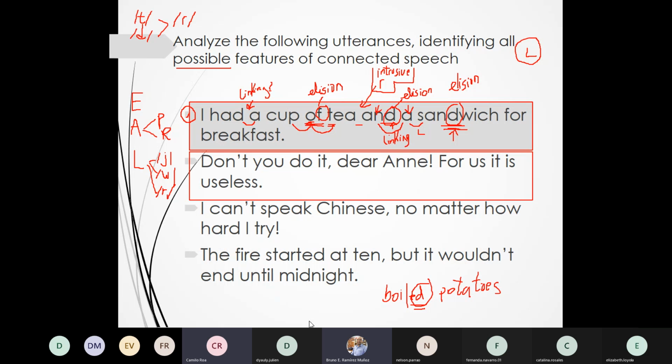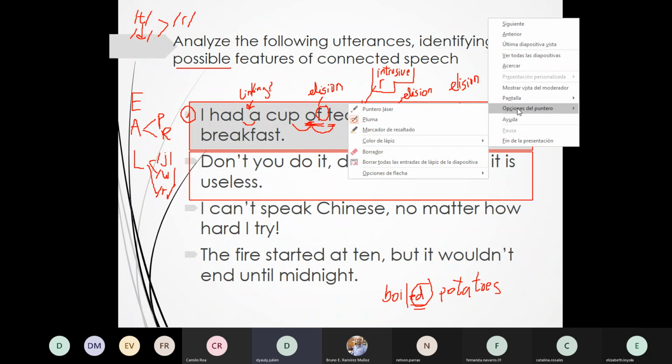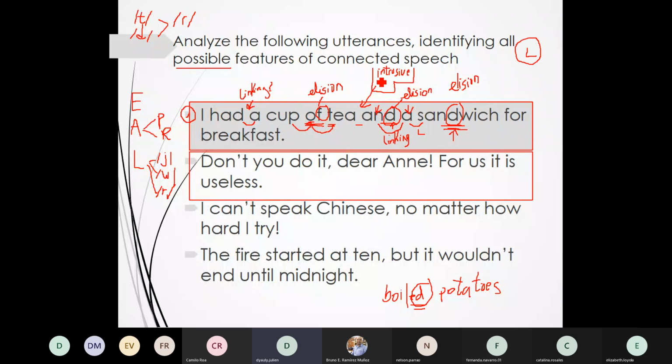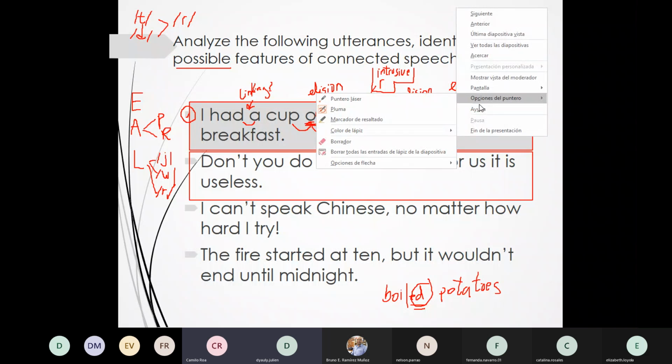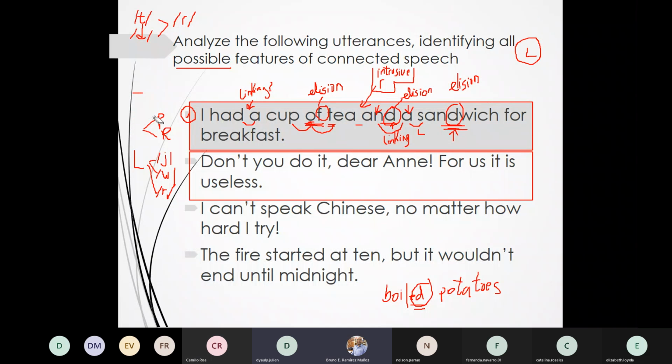Elision of T at the beginning. Yes, in that one we have, for example, "don't you". For example, the t comes to be like "ch", "don't you". I don't know if I explain myself. Yes. "Don't you?" Yeah, absolutely. Does anyone remember how we can call that feature of connected speech?